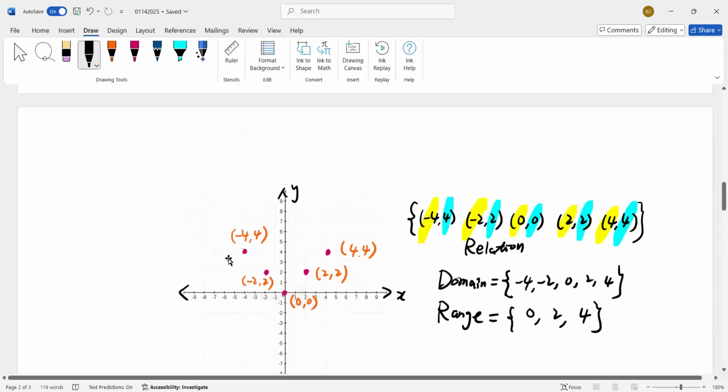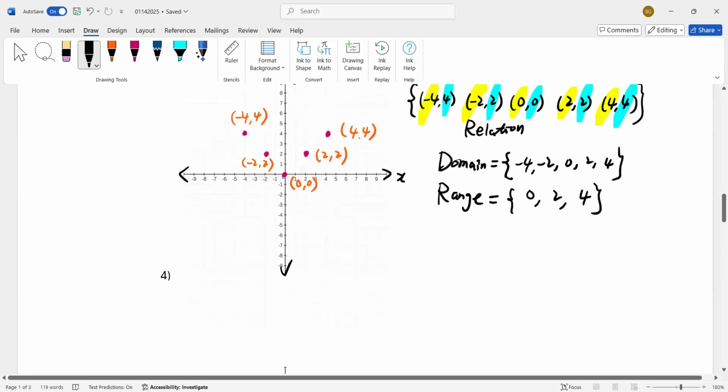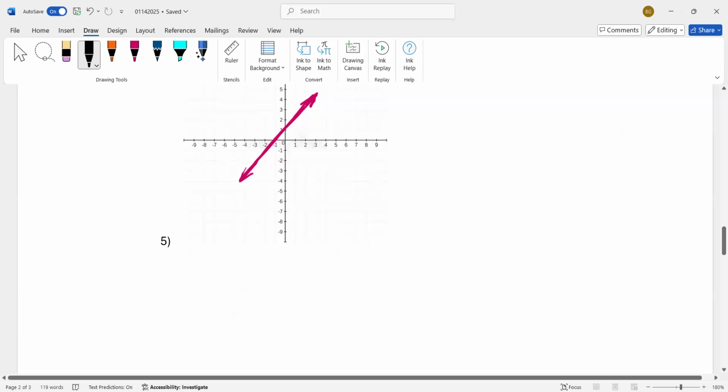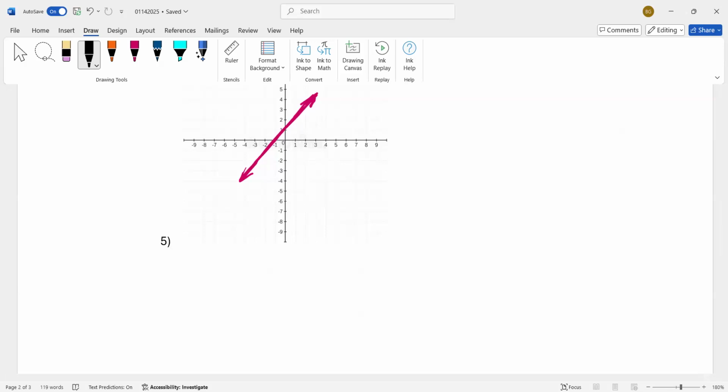All right, so this is number 4, right? Number 5 is also a graph in the rectangular coordinate system. It is a straight line. And let me give you the equation that represents the straight line. It is y equals x plus 1.